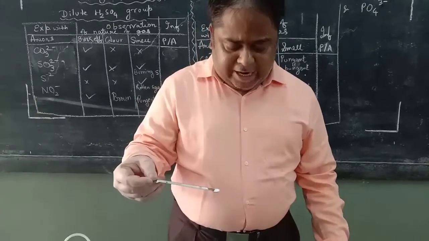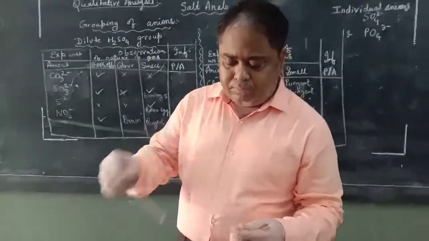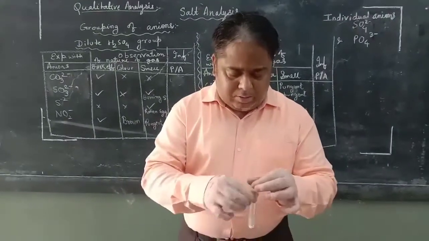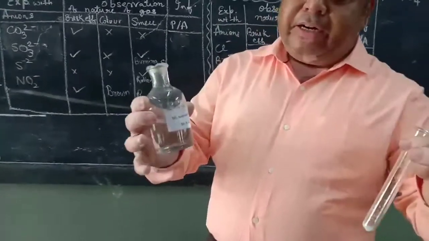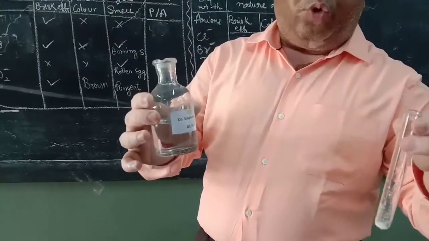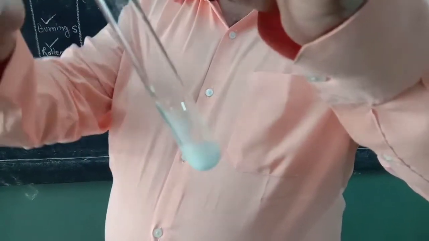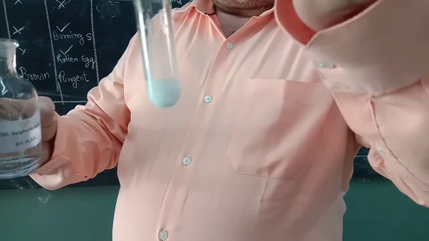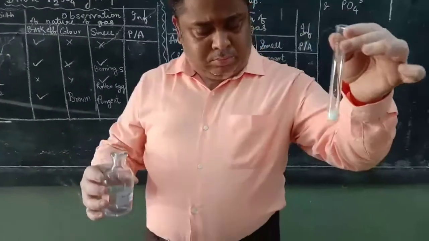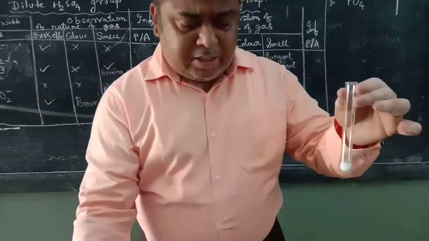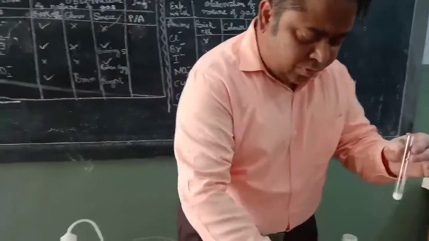Nitrate salt looks like shiny crystalline solid. Now I expect that when dilute H2SO4 will be added to it, then brown fume should come out. Now since it is not coming out, we have to activate the system. To activate the system, we will warm it.